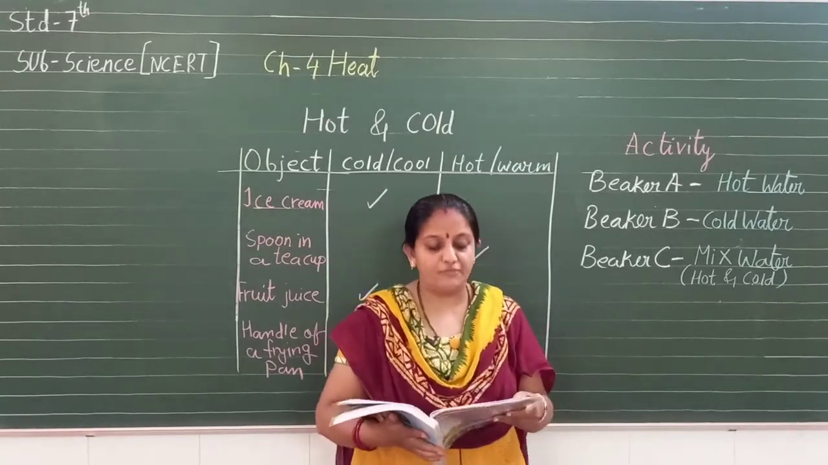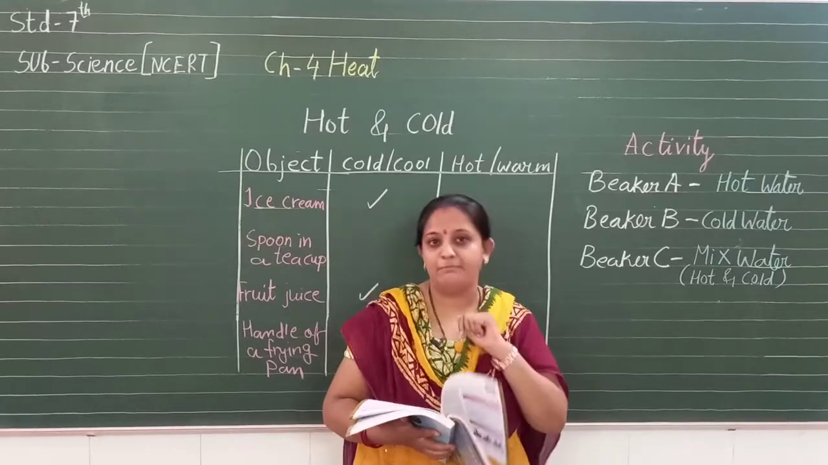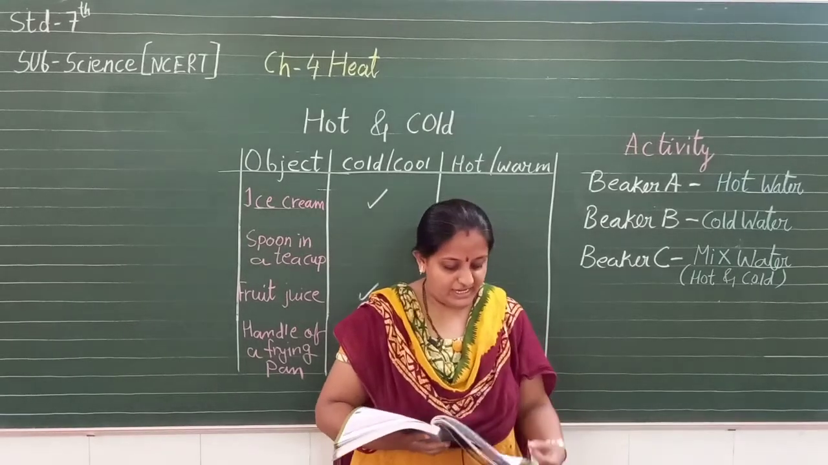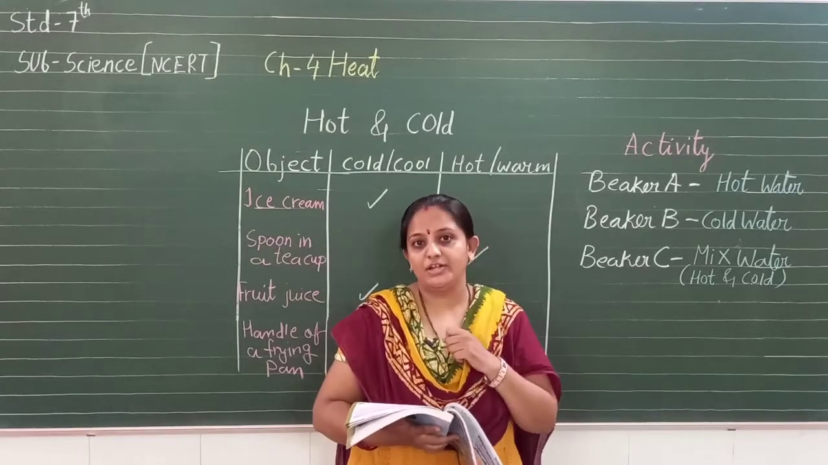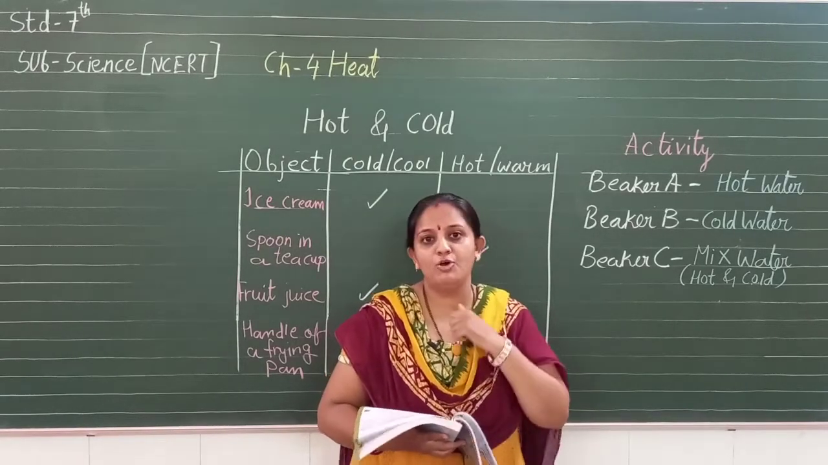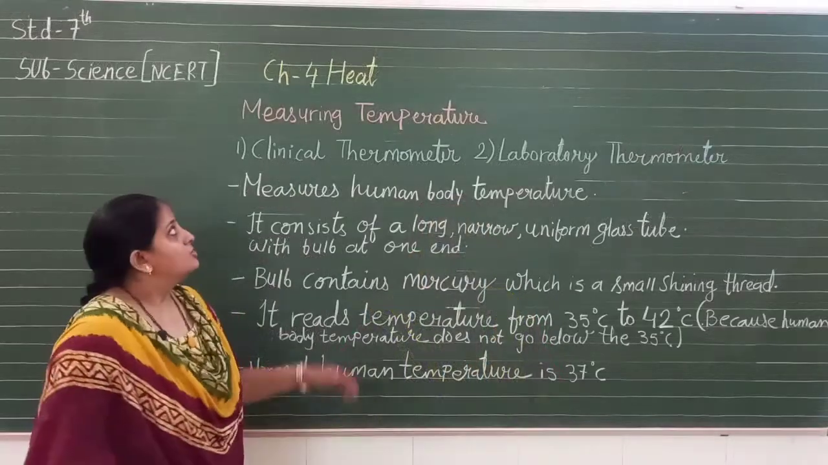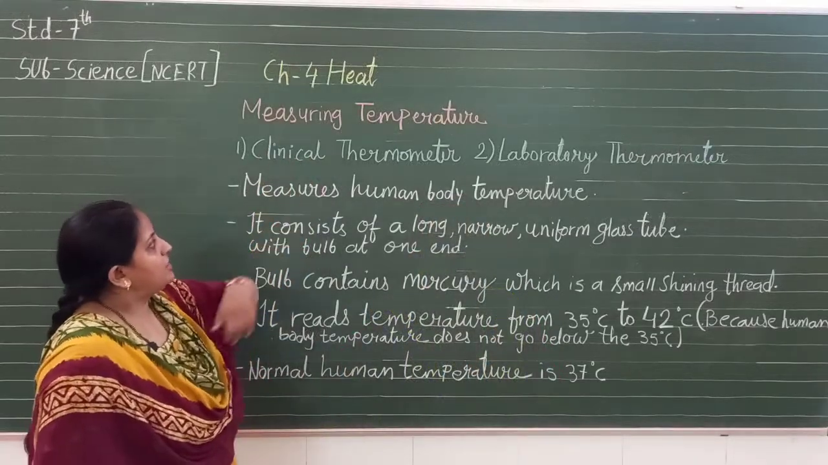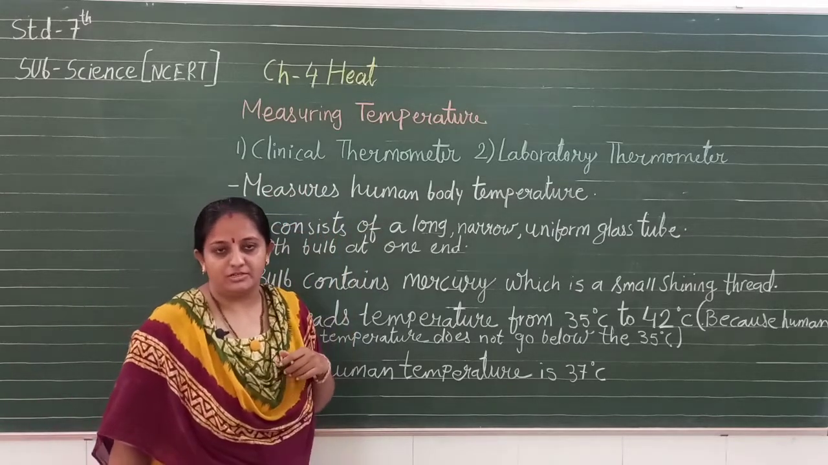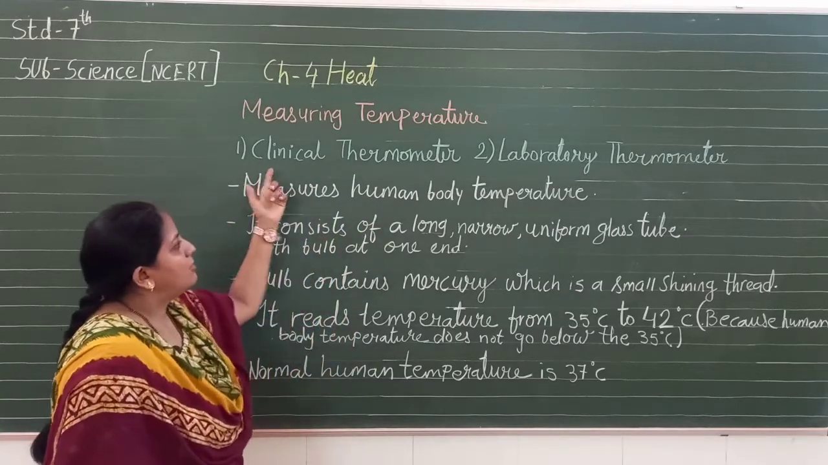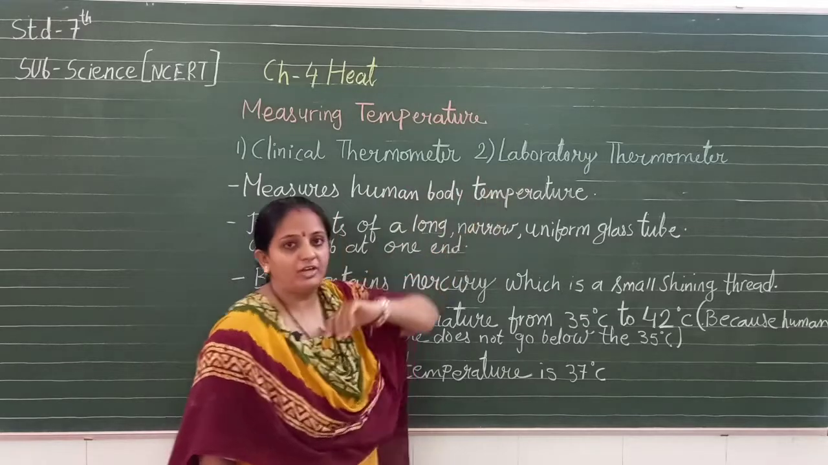A reliable measure of the hotness of an object is its temperature. Temperature is measured by a particular device which is known as a thermometer. To measure temperature, we have two types of thermometer: one is the clinical thermometer and the second is the laboratory thermometer.